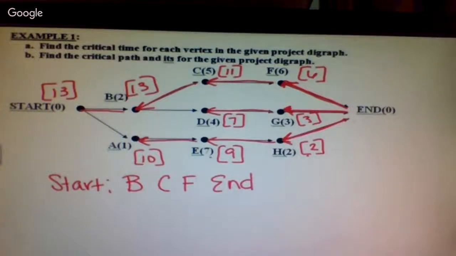So like A would be 13 and B would be B, C, F. How would A be 13? Find the critical time for each vertex. If they asked you what the critical time was for your path, yes, it would be 13.